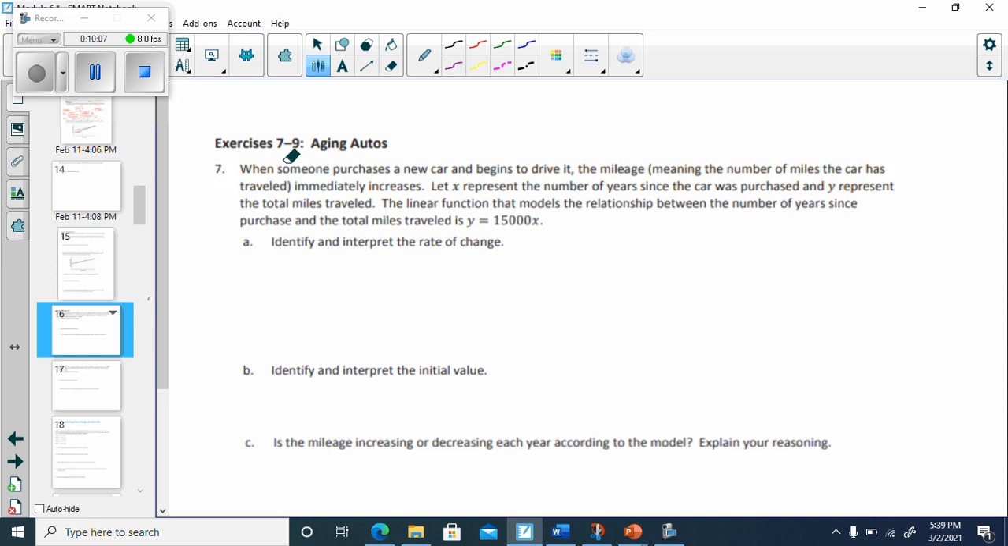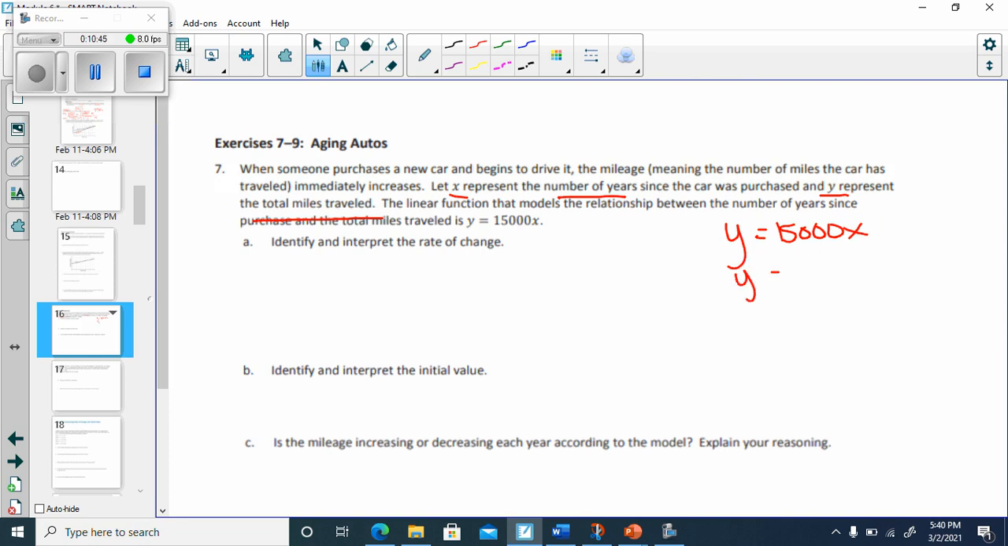Exercise 7 through 9 in lesson 2, aging autos. When someone purchases a new car and begins to drive it, the mileage, which is the number of miles the car has traveled, immediately increases. You start driving it, so you get miles on it. Let X represent the number of years since the car was purchased, and Y represent the total miles traveled. The linear function that models the relationship between the number of years since purchased and the total miles is Y is equal to 15,000 X.